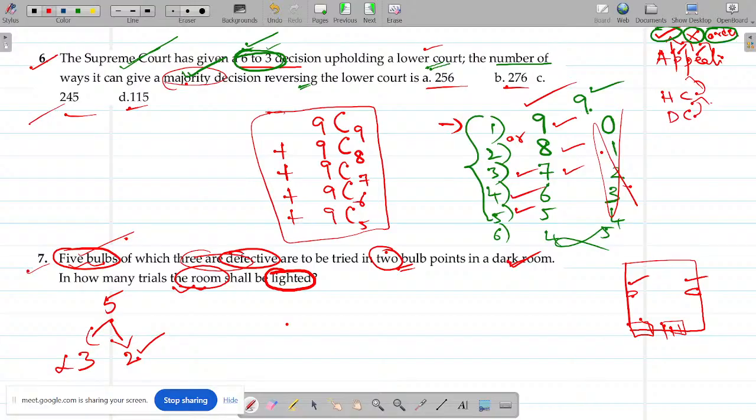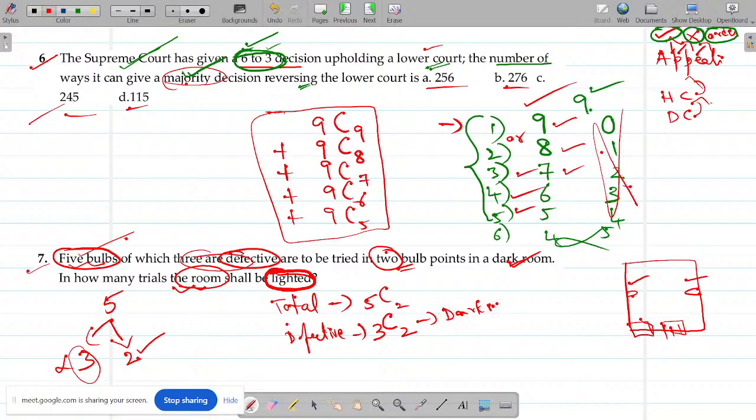Okay. You know the switchgear problem, together and separated. First we work out for together, then we work out for separated. In total, the ways we can make all the trials is from the 5 bulbs, we can make it for 2 bulb points. This is the total number of ways you can do it. My question is for lighting the room. I go for taking all the defective bulbs, where you will not find the light. So this is with respect to defective bulbs. How many defective bulbs are there in total? 3. In any way you try with respect to taking 2, you will get only a dark room.